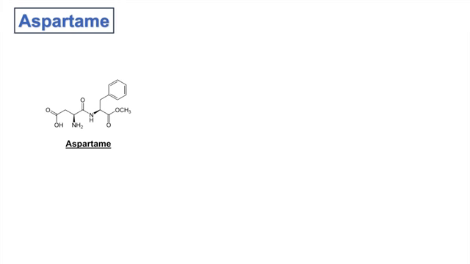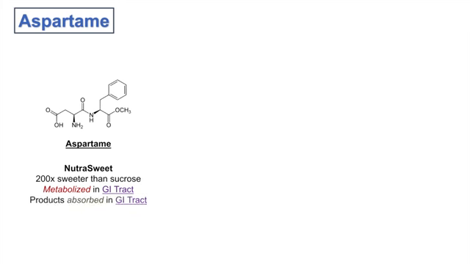Aspartame is kind of the very well-known sugar substitute. It is also known as NutraSweet. It is about 200 times sweeter than sucrose, and it's metabolized in the gastrointestinal tract, and the products of its metabolism are actually absorbed in the GI tract. And one of those products is aspartic acid.